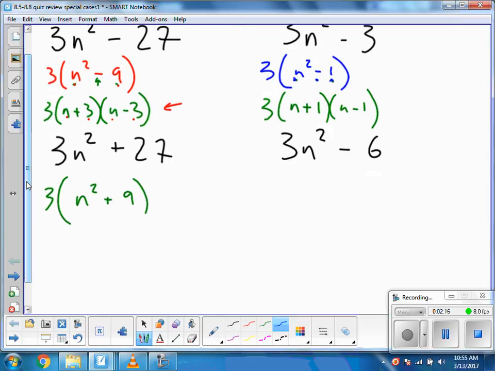I'm going to look at 3n squared minus 6. Ooh, another GCF. It's a 3. So n squared minus 2. Okay, perfect square, subtraction, a couple of nice things. But this one is not a perfect square. So this one right here, I am done. This cannot be factored anymore. So that would be the answer to this one.